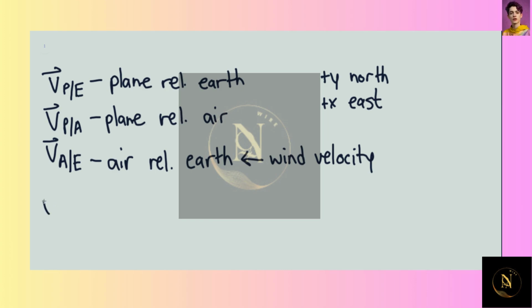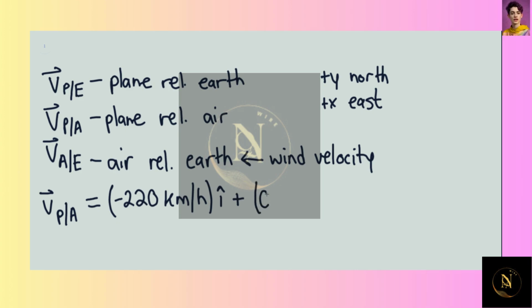So we can first say that the velocity of the plane relative to the air is given. This is going to be equal to negative 220 kilometers per hour. This is due west, so that's why it's negative, and this would be in the x direction, of course. And we can say that this would be plus 0 kilometers per hour j hat. So the velocity of the plane relative to the air has no y component.